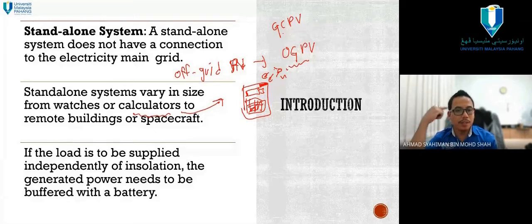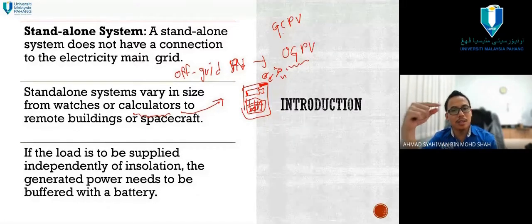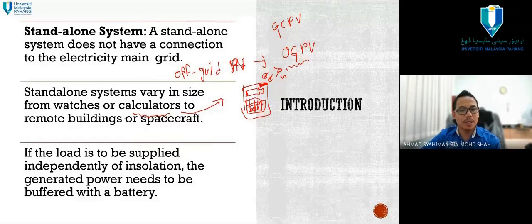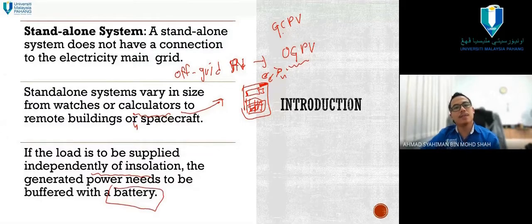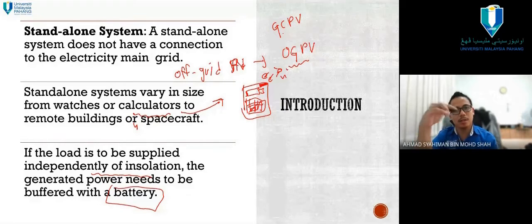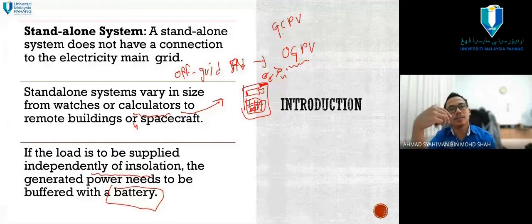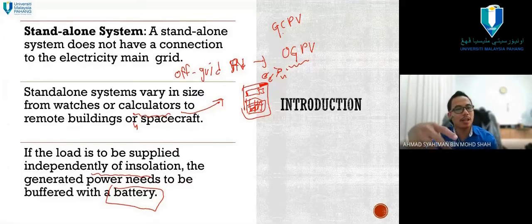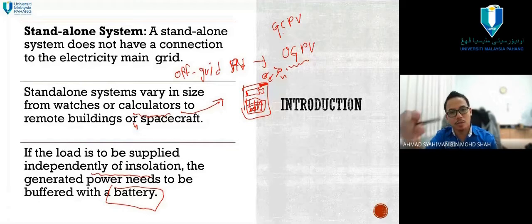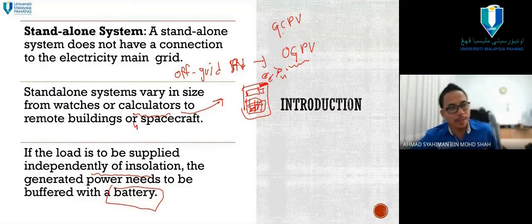So if the load is to be supplied independently of installation, the generated power needs to be buffered with a battery. We will go into detail on this later. We need to have the battery if we plan to use it during the night, because at night we don't have any irradiance, the sunlight is not there. That's why we need the battery to buffer the generated energy through the day, so that we can store it in the battery, then use it during the night or early in the morning. That's why people use the battery.